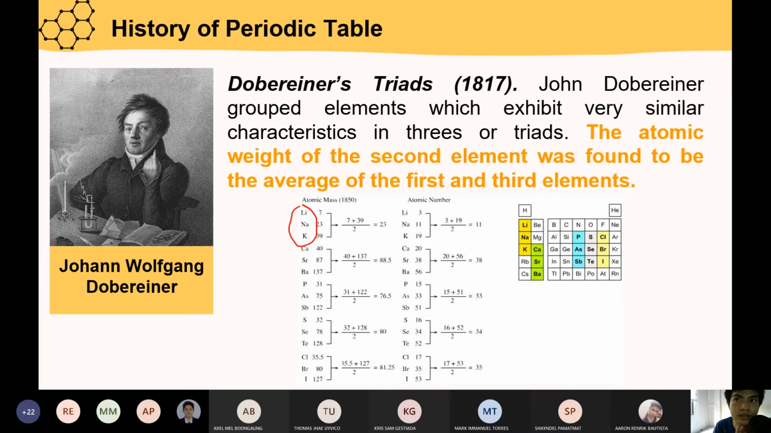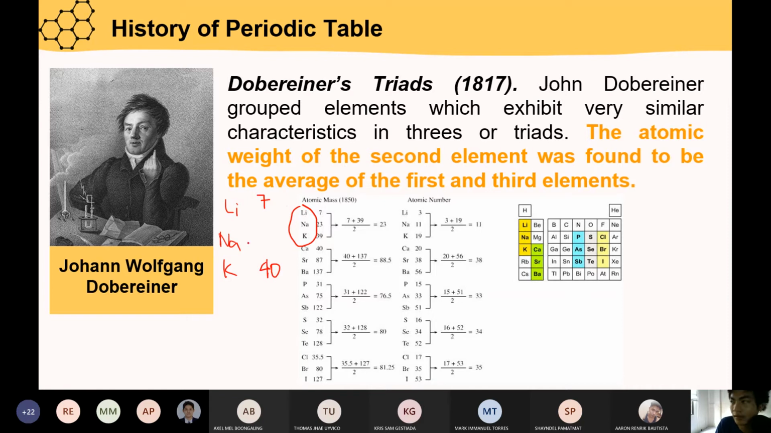Okay. Something na na-discover niya, when he arranged the elements by threes, may interesting siya napansin. Okay? Kunin natin yung lithium, sodium, potassium. We know the molar mass of lithium is 7, potassium is 40, di ba? Or 39.